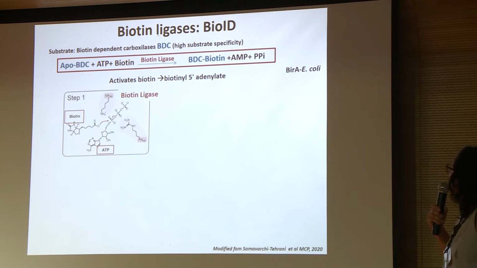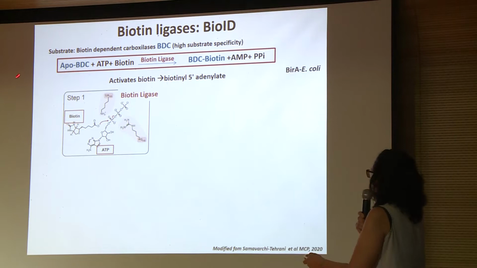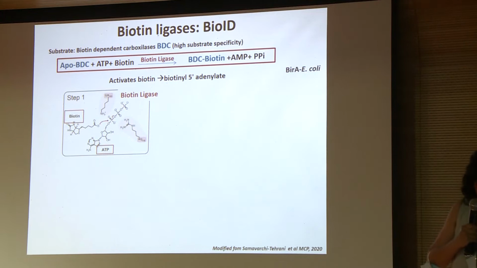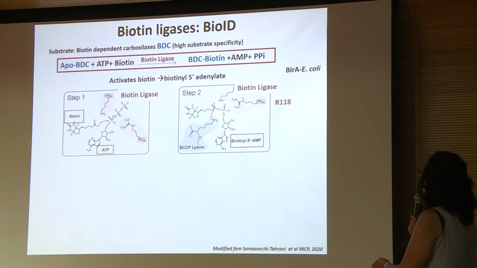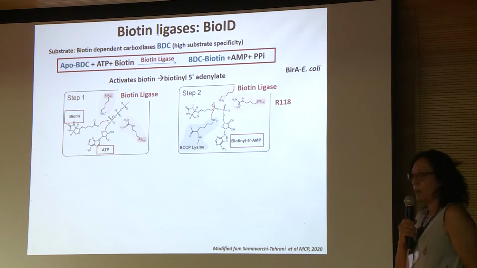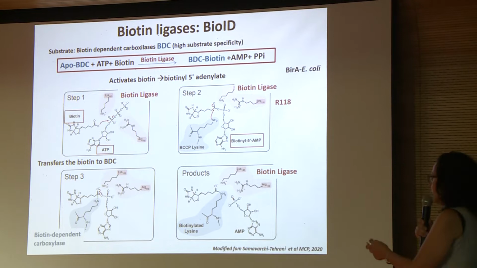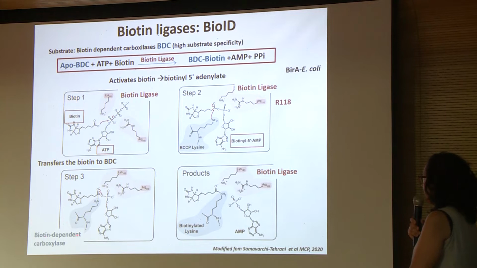The mechanism of this enzyme is known, in this case for one typical enzyme, the protein from E. coli. In the first step of the catalytic process, biotin and ATP in the active site of biotin ligase are activated and form a very reactive intermediate called biotinyl-5'-AMP, which is kept in place because it interacts with a very specific lysine of the E. coli enzyme. This interaction keeps the reactive intermediate in place, and after this, it can react with a specific lysine of the substrate, the biotin-dependent carboxylase, and transfer the biotin to this enzyme.